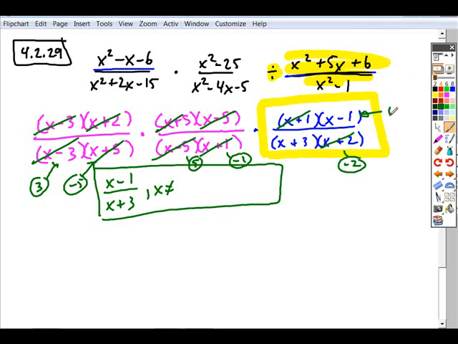X minus 1 tells us that x cannot equal 1. That has to be included as one of your domain restrictions. And so when we look at our total answer, writing it from smallest to largest, we have -5, -2, -1, 1, 3, and 5. So it's going to be all of those possibilities.